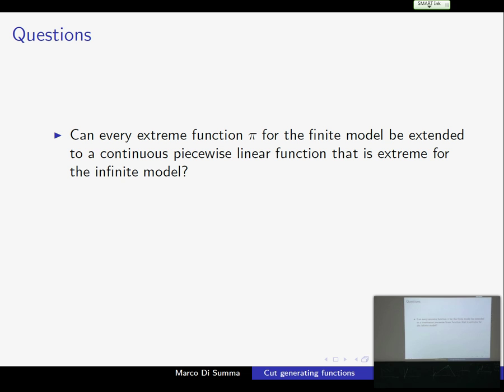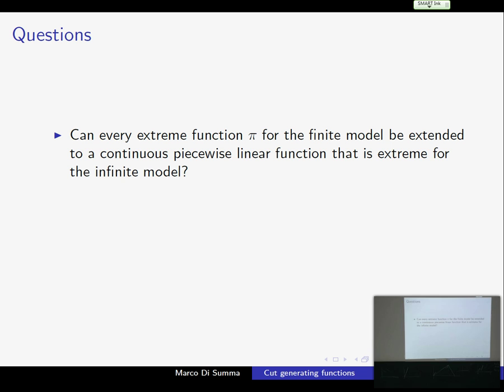No, the point is that we don't have any idea of what kind of tools one might use to prove this. It really seems really difficult. I think that Amitabh claims that if you don't want to ask that the function is continuous and piecewise linear, but just extreme, then it's true. He uses some analysis tool that I don't really get completely, but he says that then it's easy to see. But if you want to enforce the condition that your extension is nice, then it seems much more difficult.